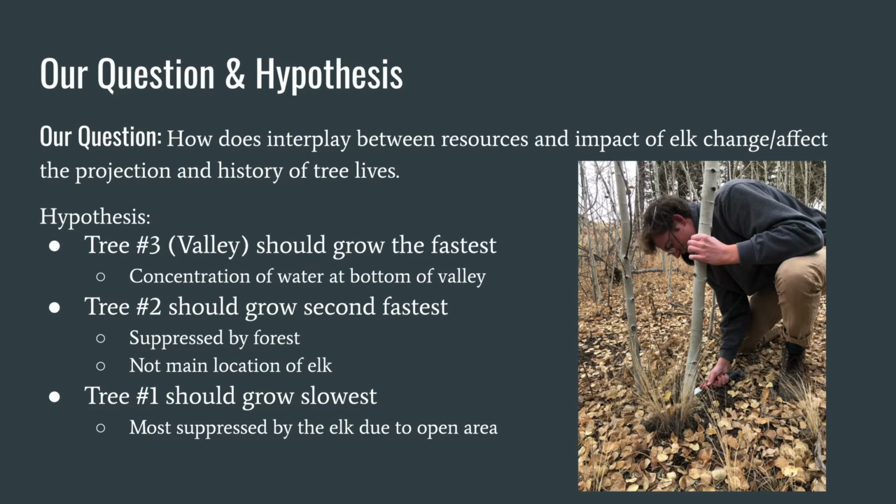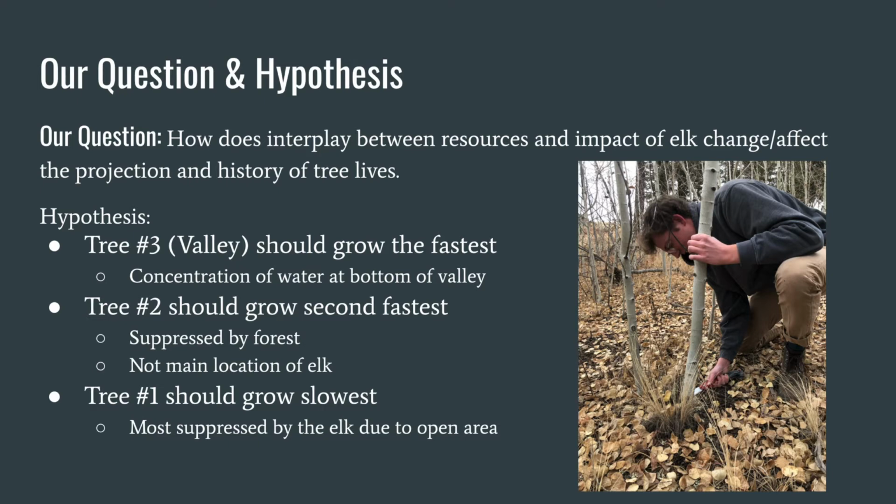For tree number 2, we hypothesized it would be the second fastest growing tree. That's because it was getting decent nutrients from the downhill runoff of water, except it was also located in denser forest cover, which means it would have been more shaded and would not have gotten as much sunlight, so it would be slightly suppressed by that. But it also would not be a preferable location for elk to graze on the aspen, because elk prefer open spaces where they have more view, like the ridgetop.